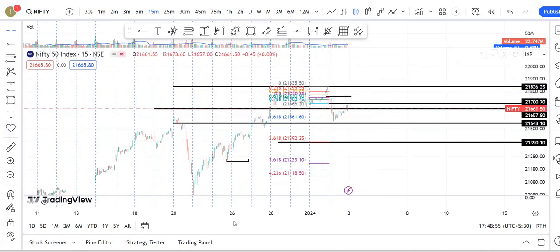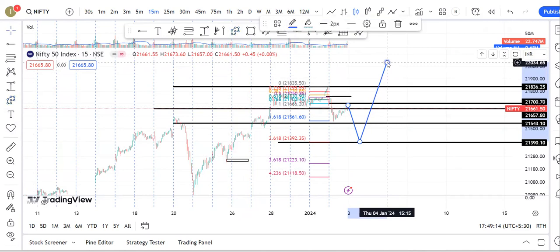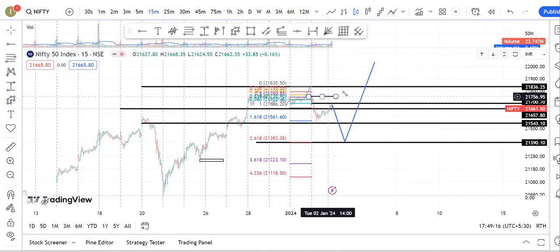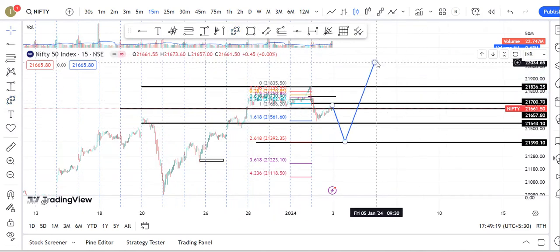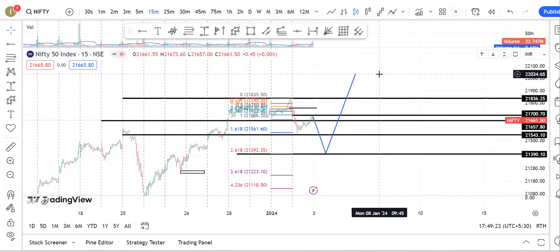So not this structure. The longer term, higher time frame structure is not violated. This will come as a discount area. If it comes to this area, then it will be a very good level for the Nifty to travel upside like this. It can engulf and start moving higher and it can reach the level of 22,000.